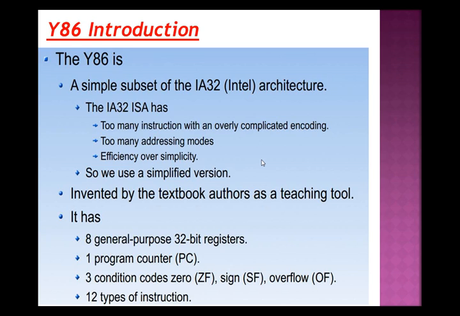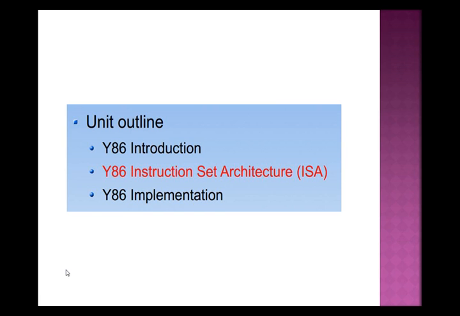It has too many instructions with complicated encoding, so the encoding part in this Y86 is very complicated. And there are too many addressing modes available. Y86 has 8 general purpose 32-bit registers, 1 program counter, that is PC, 3 condition codes, that is ZF, sign and overflow. Next, there are 12 types of instructions.